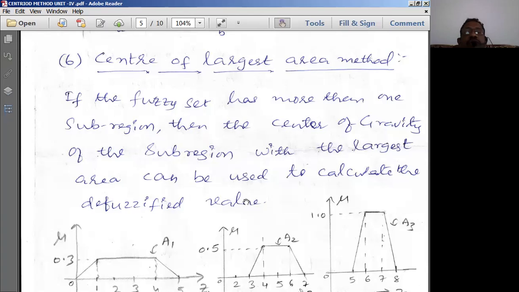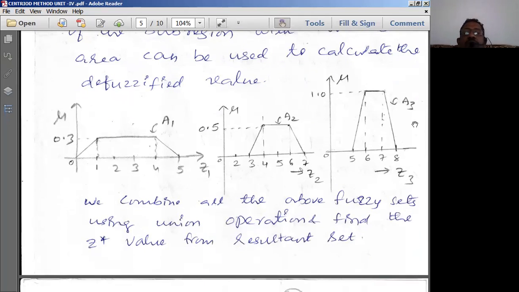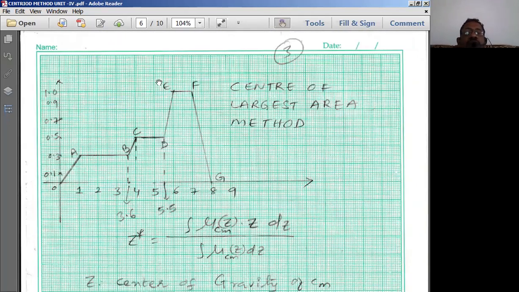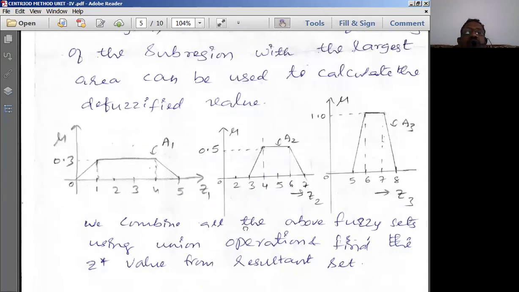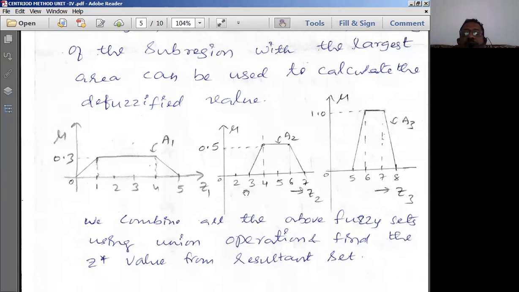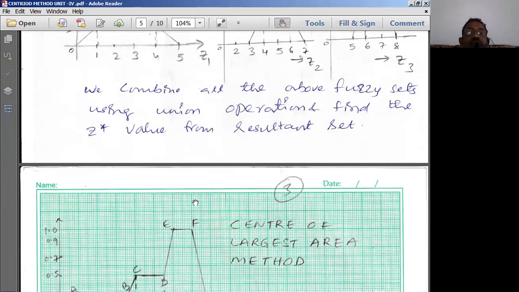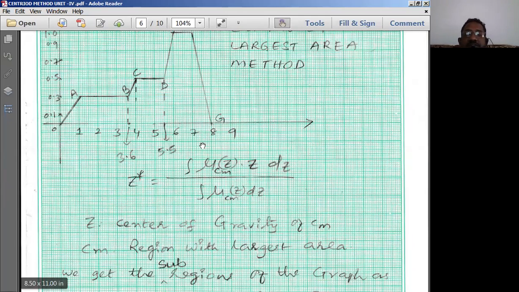So let us look into the center of the largest area method. If the fuzzy set has more than one subregion, so when you combine all these things, definitely we are going to get many subregions like this. If the fuzzy set has more than one subregion, then the center of gravity of the subregion with the largest area can be used to calculate the defuzzified value. So this is the definition of the center of largest area method.